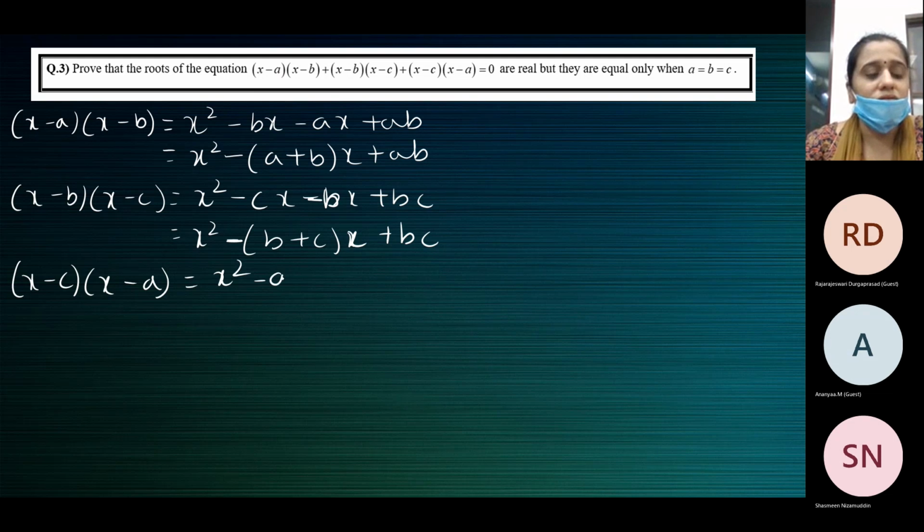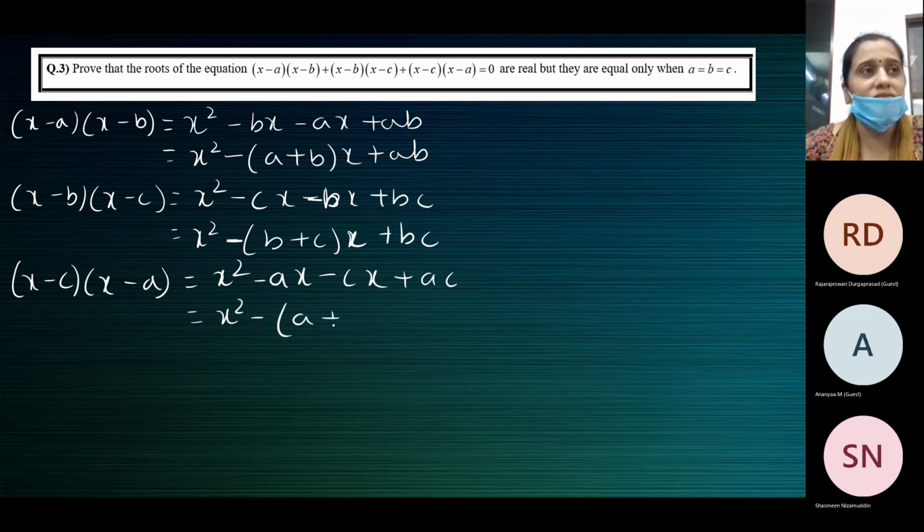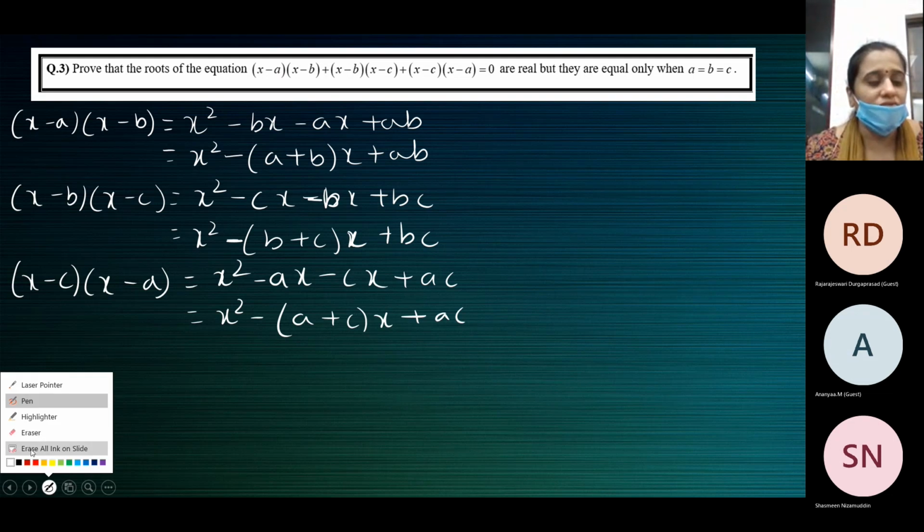Minus plus ac. So this is x squared minus (a plus c) of x plus ac, correct? Now what is the equation? It's a sum of all these three expressions.